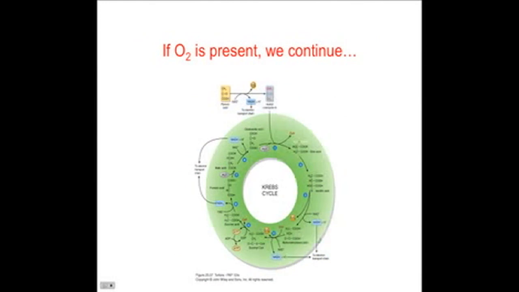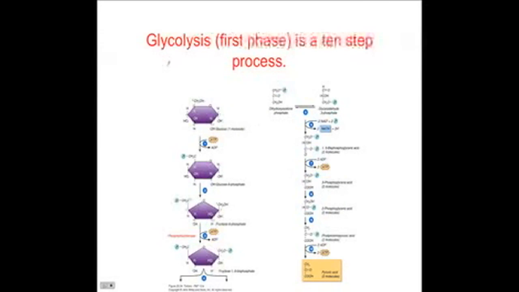If oxygen is present, we continue. If oxygen is not present, we're done. Let's go back to this. If oxygen is not present, we're done. We've made 2 pyruvic acids. We can't go any further.